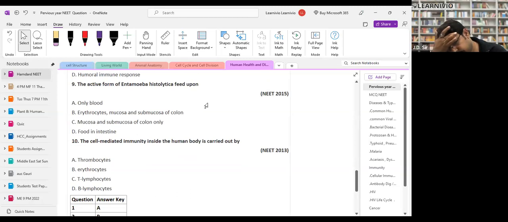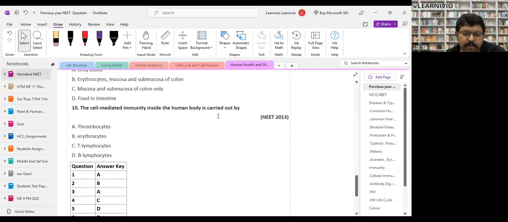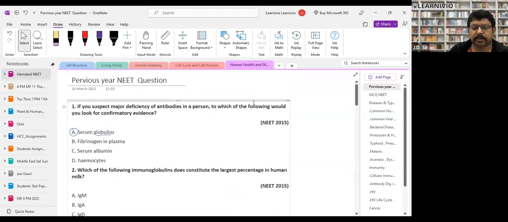Ninth, the active Entamoeba histolytica feeds upon... the amoeba feeds on... B, erythrocytes, mucosa, submucosa. Right, you are correct. The cell-mediated immunity inside the human body is carried out by the T lymphocyte. Very good. So these were some questions, and ask me if you have any other doubt.